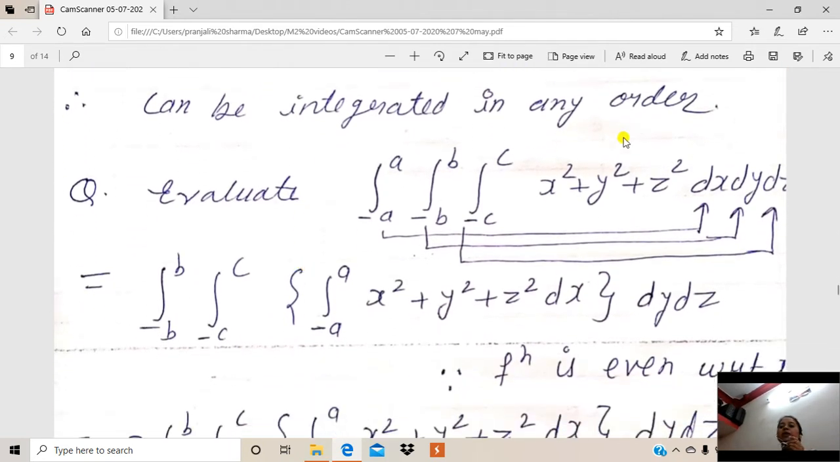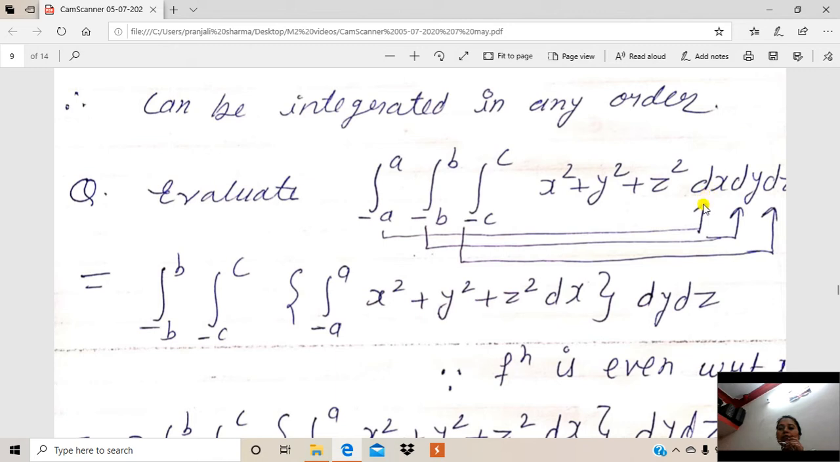In this example, we have to integrate x square plus y square plus z square with respect to x, y, z between the limits minus a to plus a, minus b to plus b, and minus c to plus c, where minus a to plus a are limits of x, minus b to plus b are limits of y, and minus c to plus c are limits of z. So we can integrate in any order.